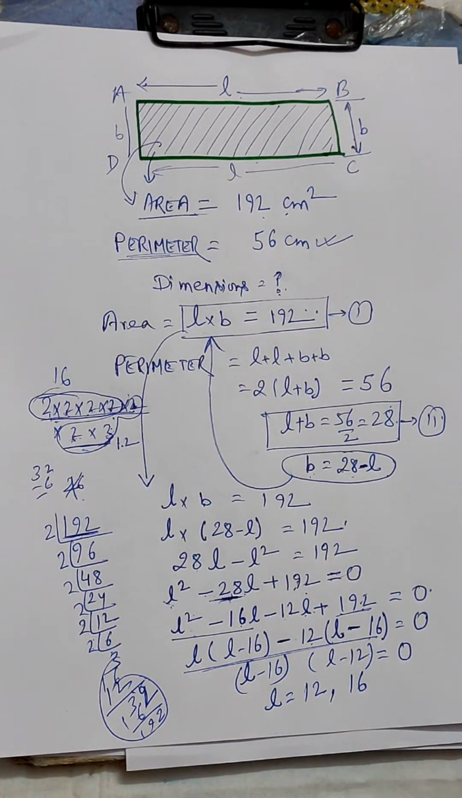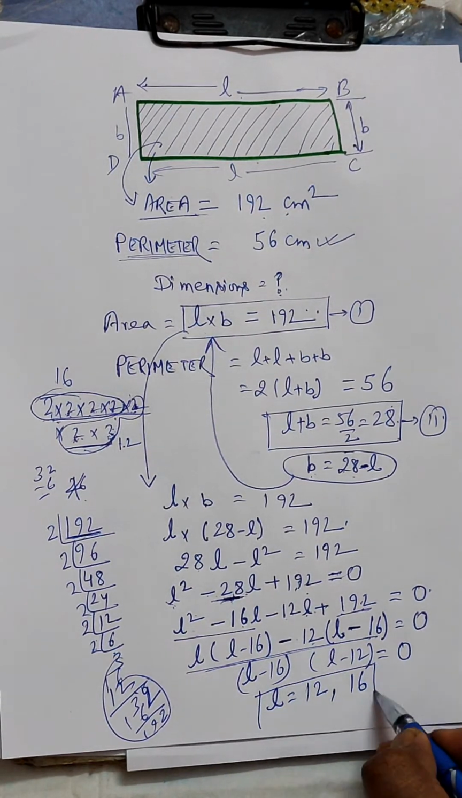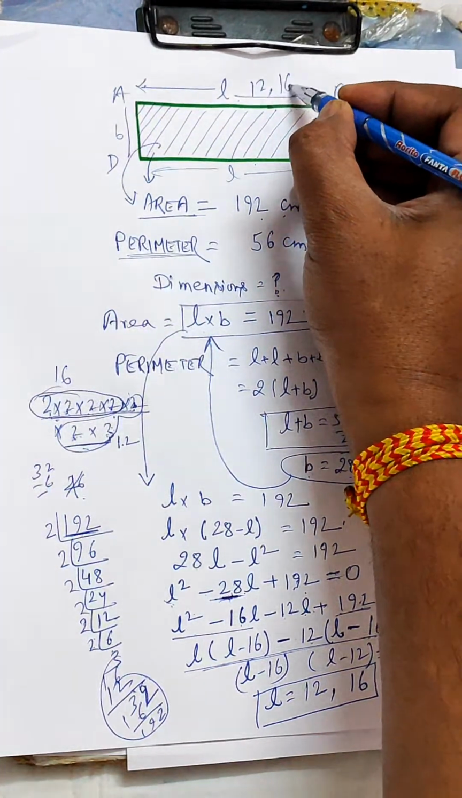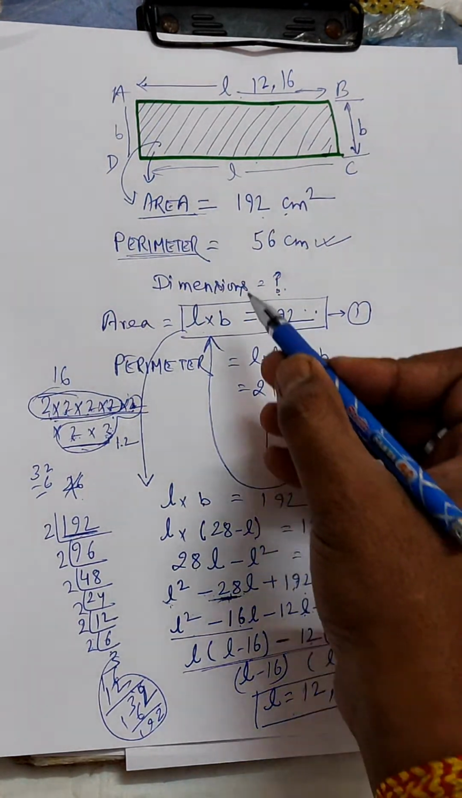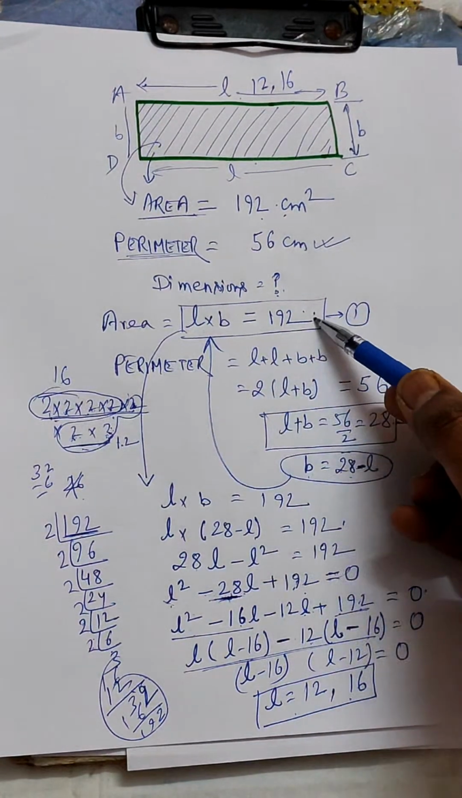So Mayank, your answer of 16 is right. Thanks for writing into the chat. So L can be 12 or 16. Mind it, students. The area is 192. So the product of L and B is 192.